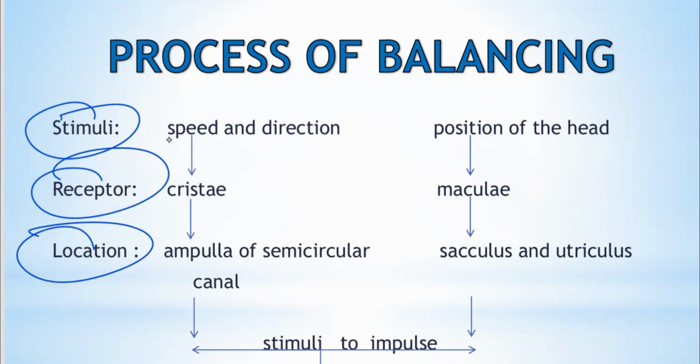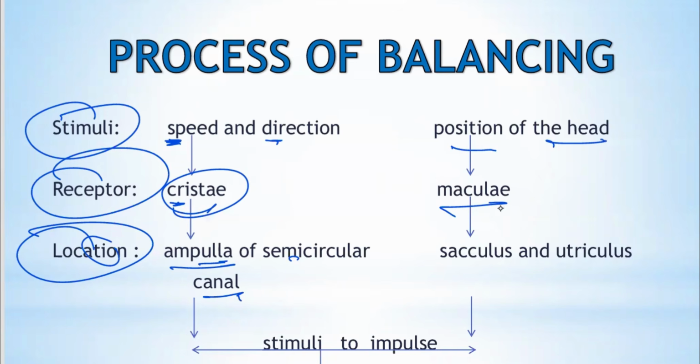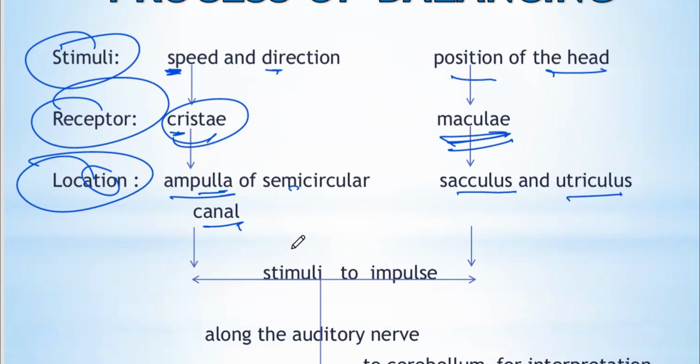Then you say that speed and direction, that is the crista. Where is it found? The location is the ampulla of the semicircular canal. And then you have the position of the head. Which receptor does that? That is the maculae. Where is it found? In the sacculus and the utriculus. The stimuli which you have detected is going to be converted into a nerve impulse, which is sent along the auditory nerve.